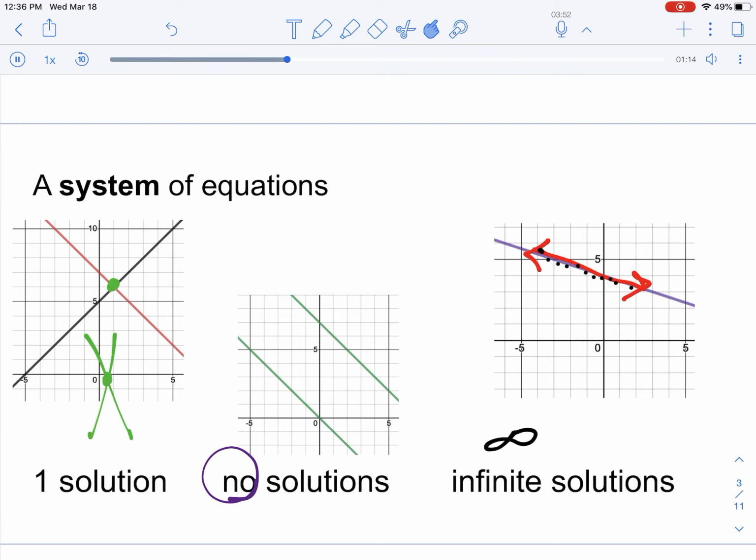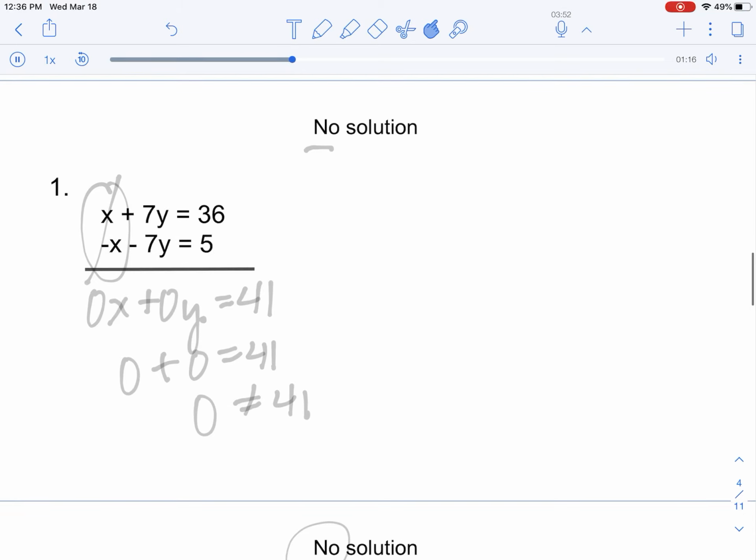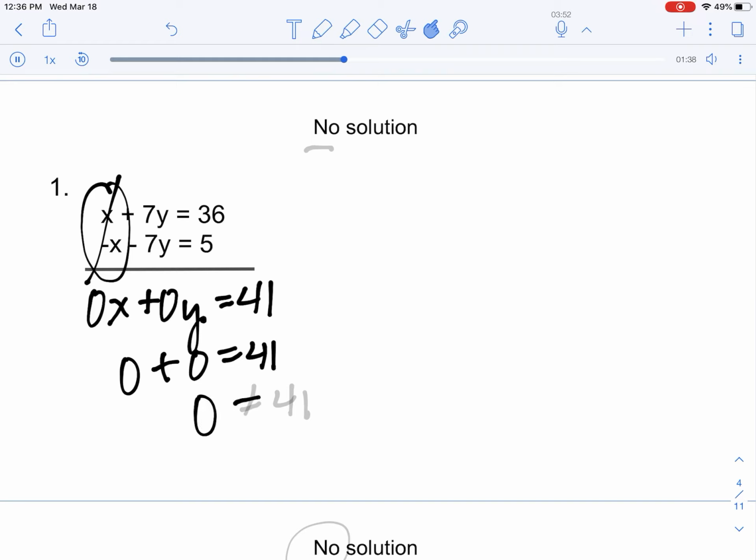What does this look like algebraically? Let's look at number 1. This is already set up nicely for elimination, so I'm going to go ahead and add straight down. My x's cancel to 0x. My y's also cancel to 0y, and that gives me 41. Well, 0 plus 0 doesn't equal 41 because 0 doesn't equal 41. This is never true, so there are no solutions.